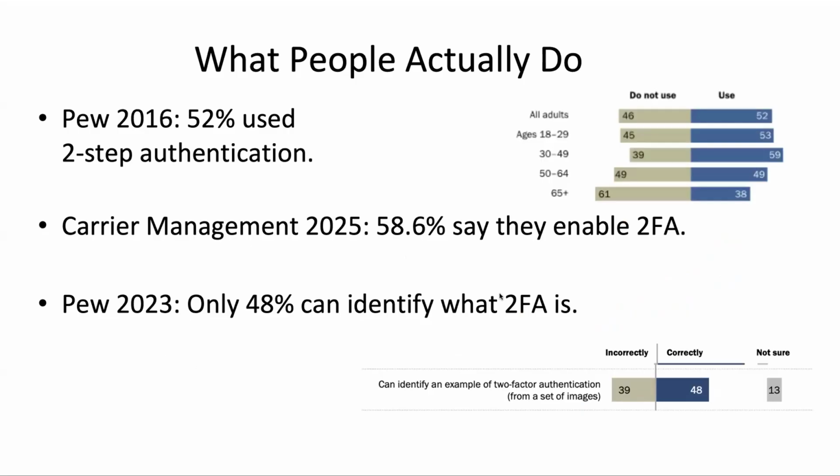So Pew Research has been doing research over the years on multi-factor authentication, on whether people use it. In 2016, 52% of users said they used it. You see that there's a skew for older people not using it. They said it was more towards professionals that would have to use it for their work or for their bank, so they were actually a little bit higher percentage of using it.